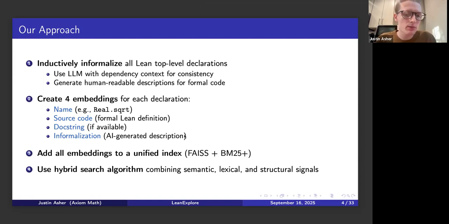Most search engines would only create one embedding, which would be maybe an informalization embedding or maybe an embedding over the formal code. In this case, I created four of them: one for the name of the statement, one for the source code, one for the docstring, and one for the informalization. This allows you to search over all of these fields to quickly access Lean 4 declarations. I added all these to a unified index using an inverted file system, BM25 Plus, along with PageRank. And then I used a hybrid search algorithm to combine all of these signals into one place to help give the most consistent results.